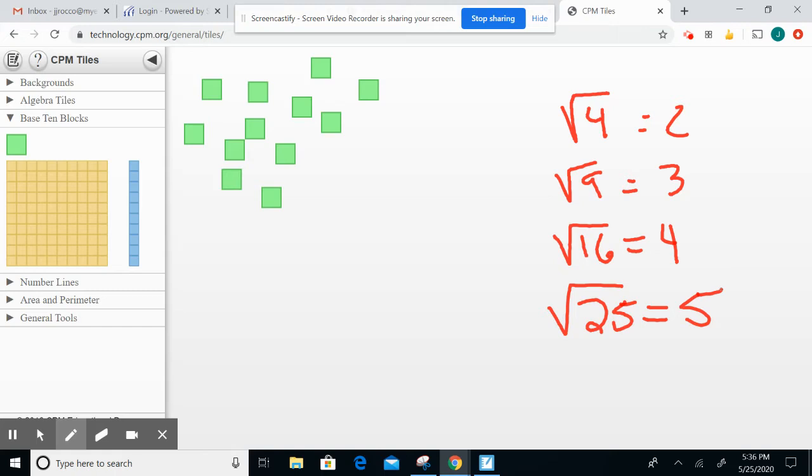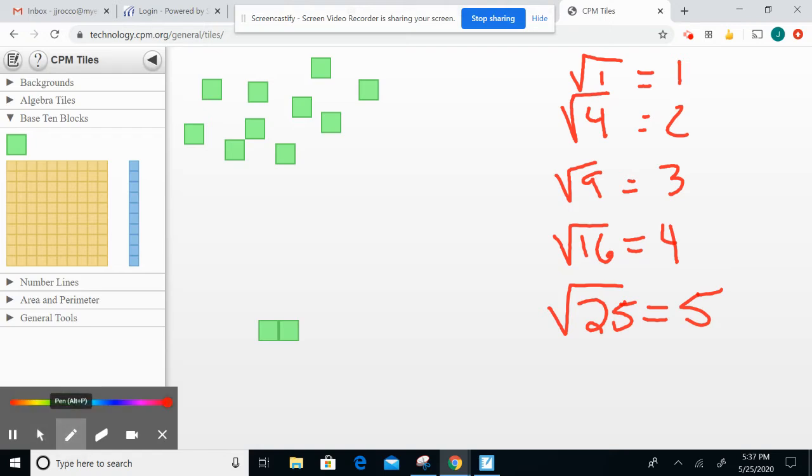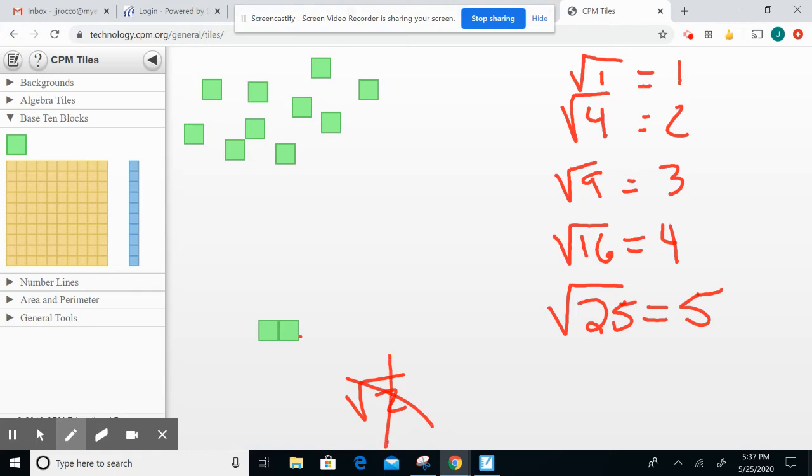What I wanted to show you real quick is perfect squares actually make squares. For example, the square root of 1 is also a perfect square. It's 1. If I have one tile, whatever's underneath the square root, it makes a perfect square. What about the number 2? Does this make a perfect square? No. What about 3? That's a rectangle, by the way. It's not a square. 3 definitely does not make a perfect square. Even if I put it here, it's a rectangle.